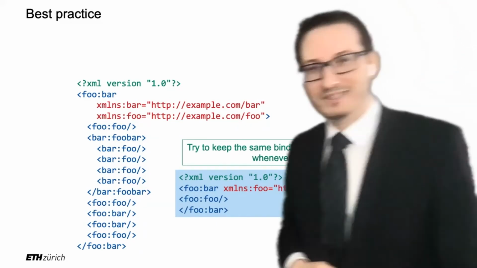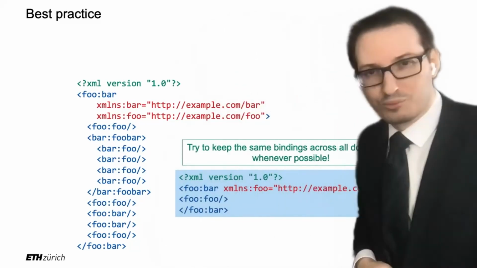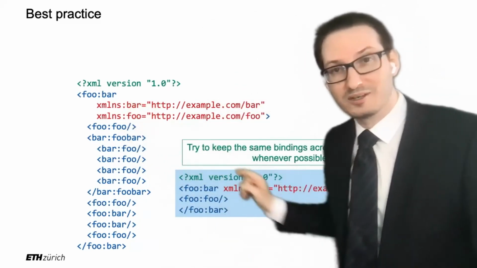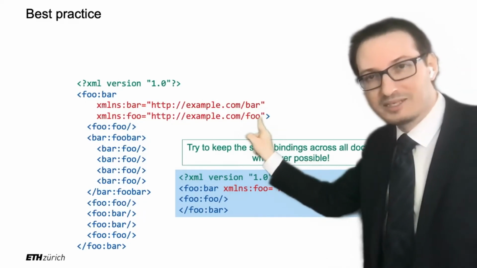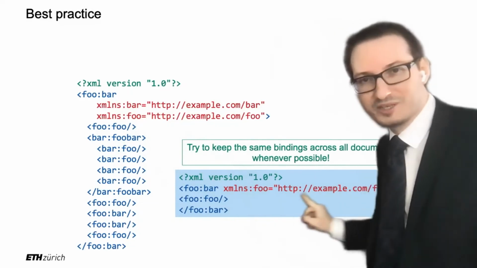Another piece of advice, if you don't want to turn things into a big mess, do not change the prefix, because you might have a document here that has the namespace foo here and here, but you see that here the prefix is foo and here the prefix is bar.